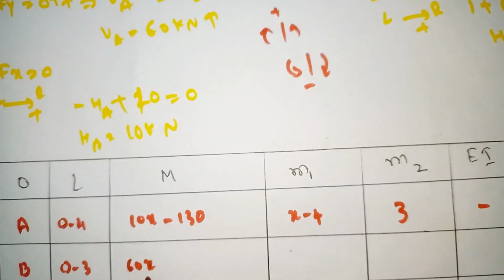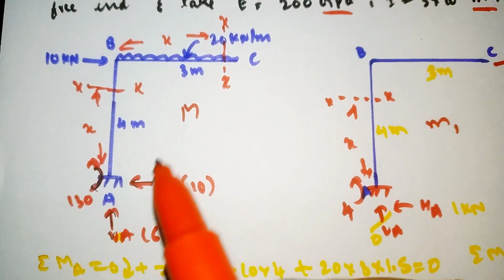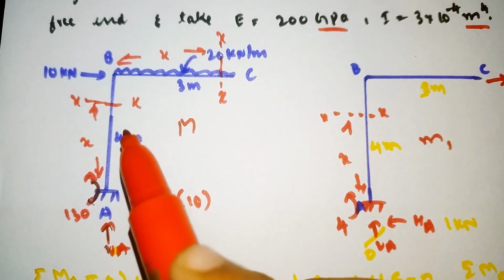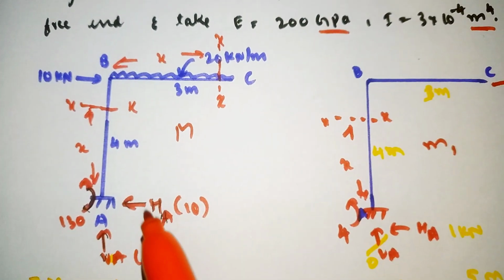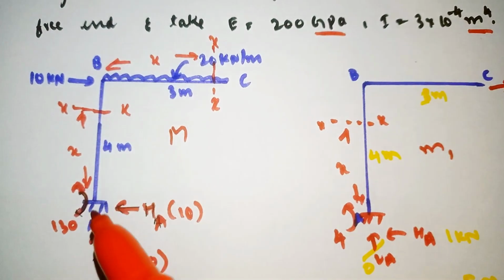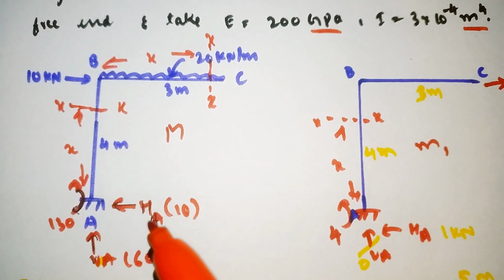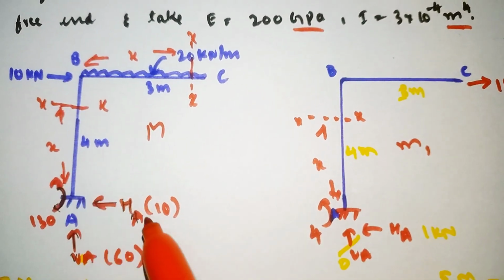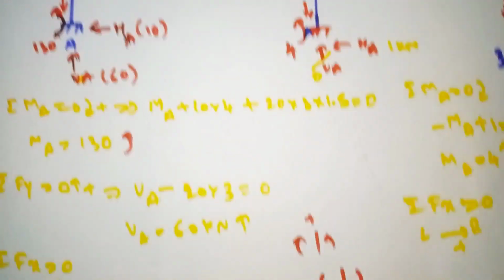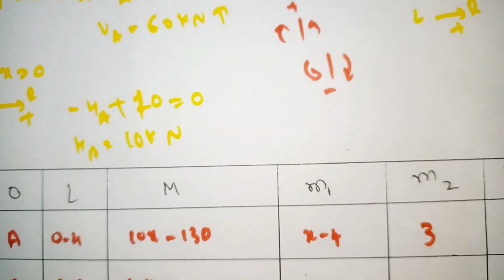60 into X. HA is moving upward. So at what distance is it moving? It is moving at a distance of 4. We need to see the perpendicular distance. For HA, BA is perpendicular. So it has a distance of 4 meters. So HA into 4. HA has the intensity of 10. So 10 into 4 becomes 40. So positive plus 40.